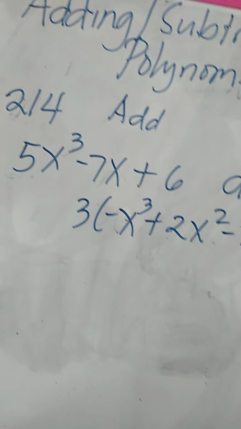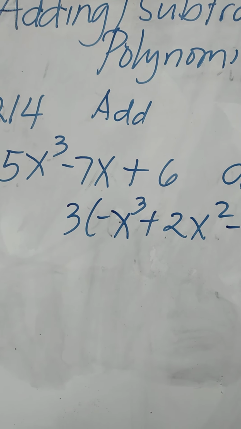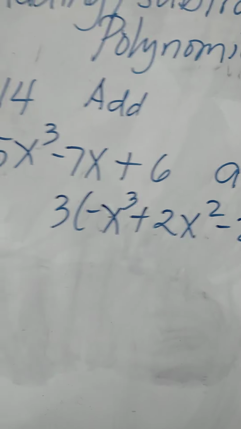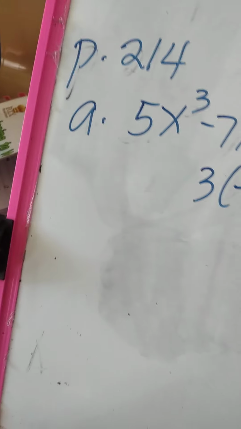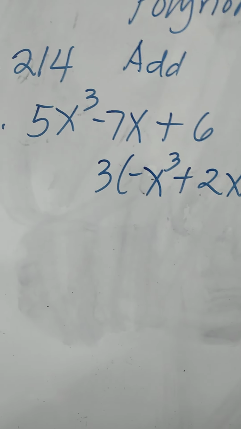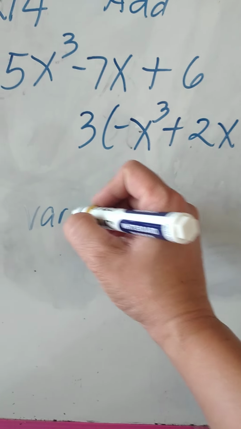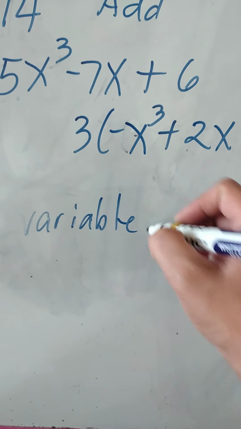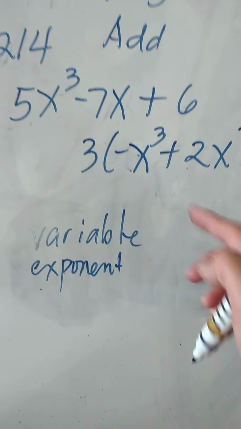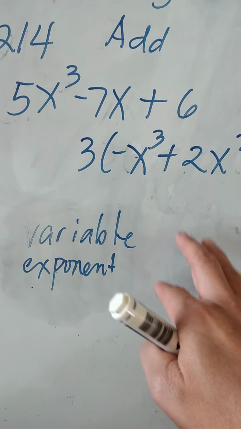So remember the rule. When you combine like terms, you consider terms to be like terms or similar terms only if they have the same variable or letter and exponent. Remember these two. Both of these should be considered when combining like terms.